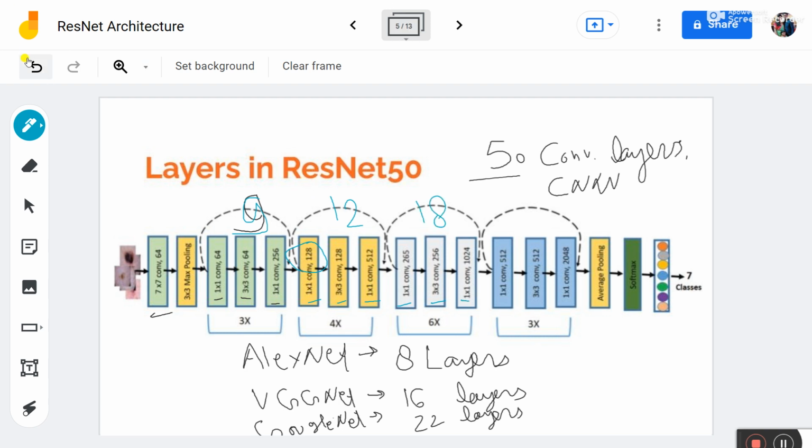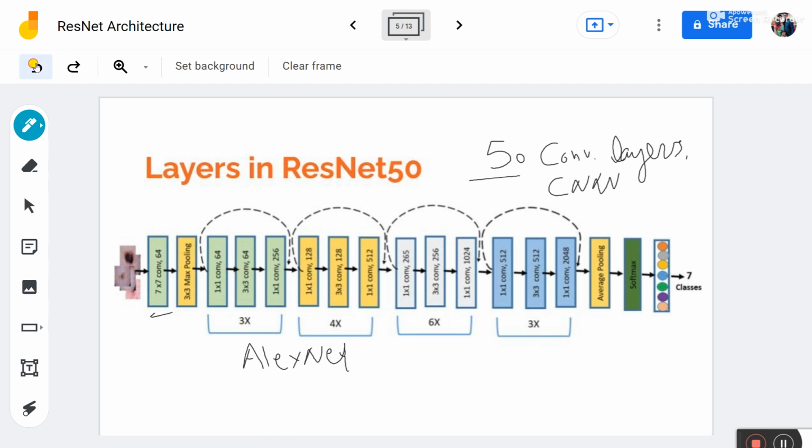Okay, one more time I'm going to go over all these so that we can have a crystal clear picture of these architectures. Here we have 3 into 3, that is 9 convolution layers, 4 into 3, that is 12, 6 into 3, that is 18, and 3 into 3, that is 9. The total is 30 plus 9, 9, 18.